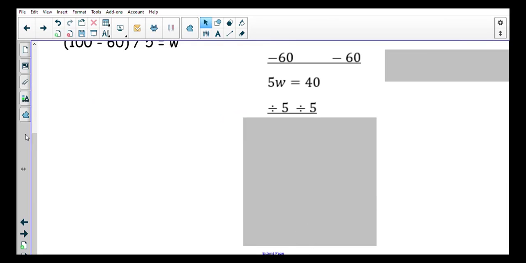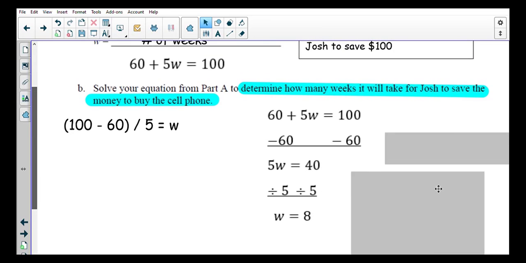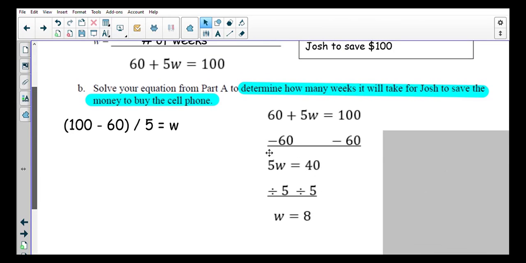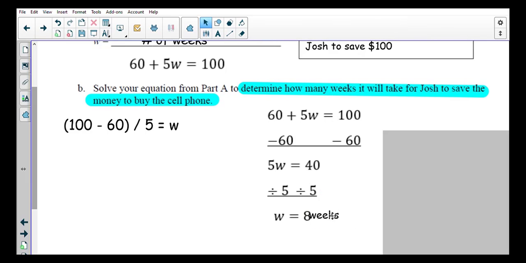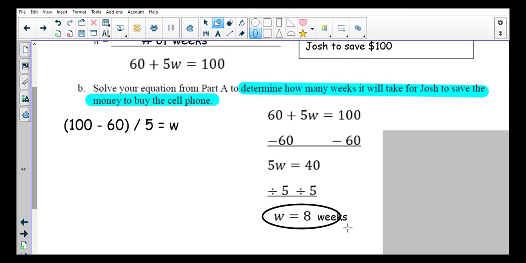And again, I made it work out to be a whole number. The reality is in real life, you might get a decimal, but we get 8. Somehow I lost my label on this, but I'm going to put a label of 8 weeks on this. I do think it's important to label your final solution. So what we know is it's going to take Josh 8 weeks to save that money to buy the cell phone. And this is a good real life situation.